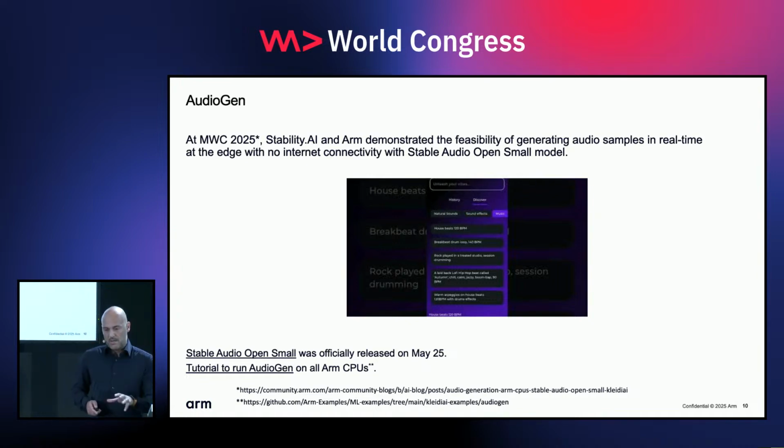AudioGen, as we have seen, we have an input text that describes the type of audio I want. This was announced in May 25, although we promoted it at MWC, but officially the model was publicly available in May 25, also with a tutorial. If you want to run it on your laptop or your mobile phone, you can just follow a tutorial. If I recall correctly, there are just 3 steps. CMake, make, run. I think there are just 3 steps for running this example. I love it.